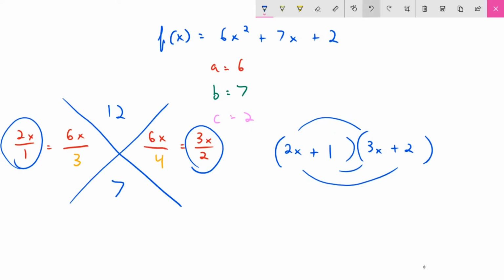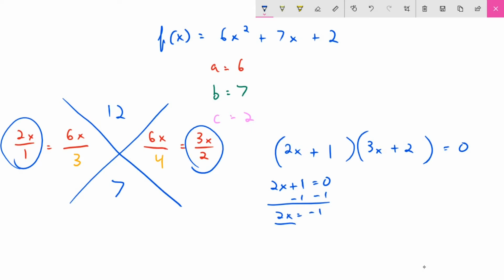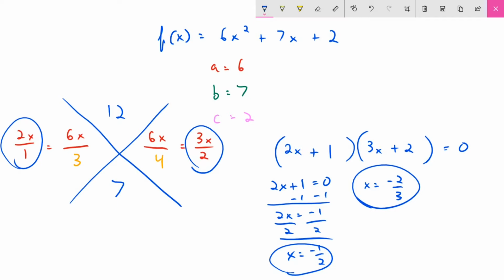And if you wanted to solve for x, you set this equal to 0. Then, same thing as normal, look inside the parentheses. So what's inside one of my parentheses? We have, for example, 2x plus 1. Set that equal to 0. There's a few more steps now, but you can still solve for x. In this case, x would equal negative 1/2. And on the other one, it would be x equals negative 2/3. And that would be my answer.